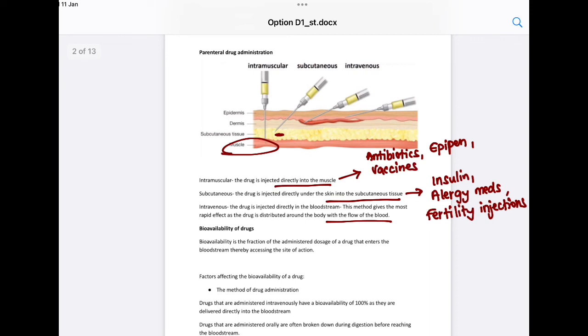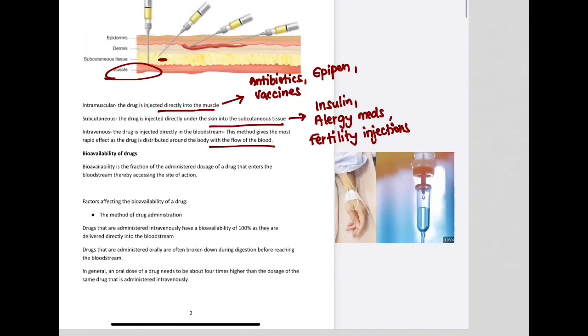And inside those IV sacs, they're going to have drugs, chemotherapy drugs. You could have painkillers, you can have antibiotics, anything that you want to be delivered into the bloodstream to act very quickly in the body is going to be administered through IV injections.